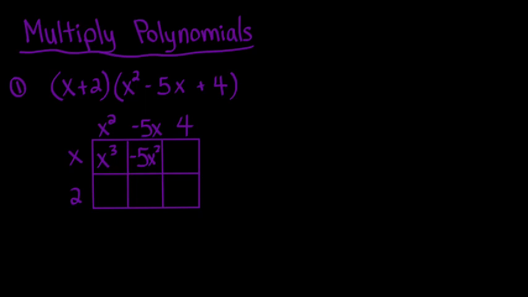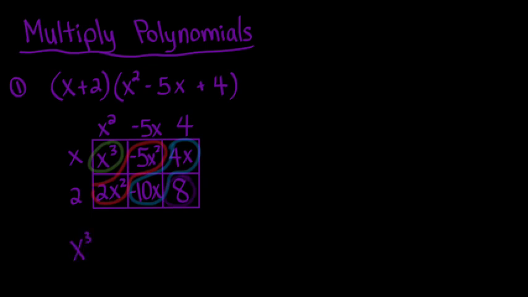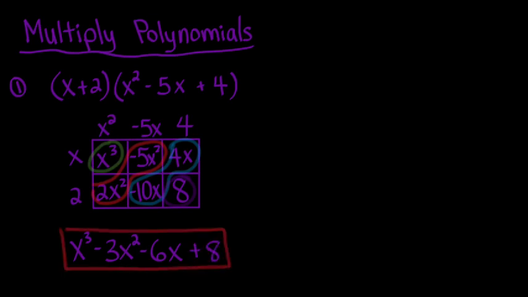So x times x squared is x to the third, and x times negative 5x is negative 5x squared, and x times 4 is 4x. X squared times 2 is 2x squared. Negative 5x times 2 is negative 10x. And 2 times 4 is 8. And again, this is organized so that we can combine our like terms quite easily. So we have 3x to the third, negative 3x squared, negative 6x, and 8.